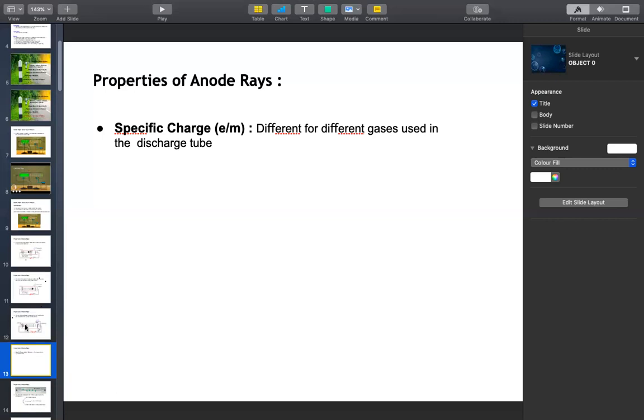Hey, why are you taking this much time to write one line? So it becomes lesser as the gas atom is bigger, right? We will discuss.